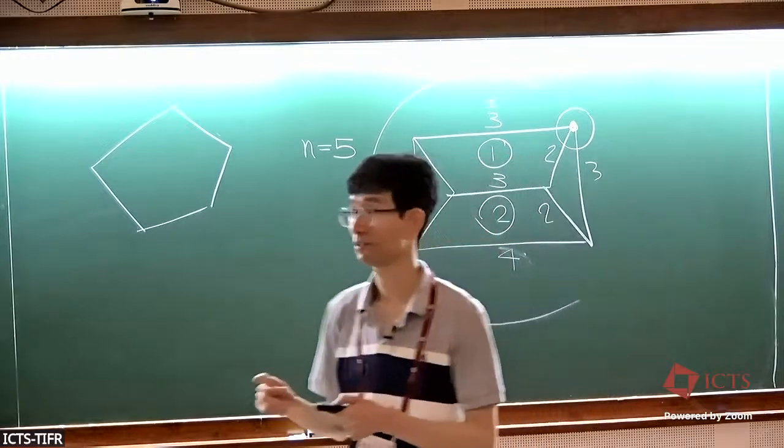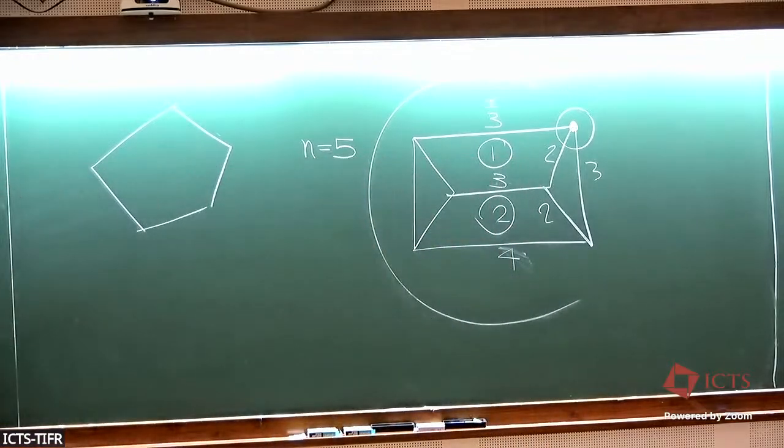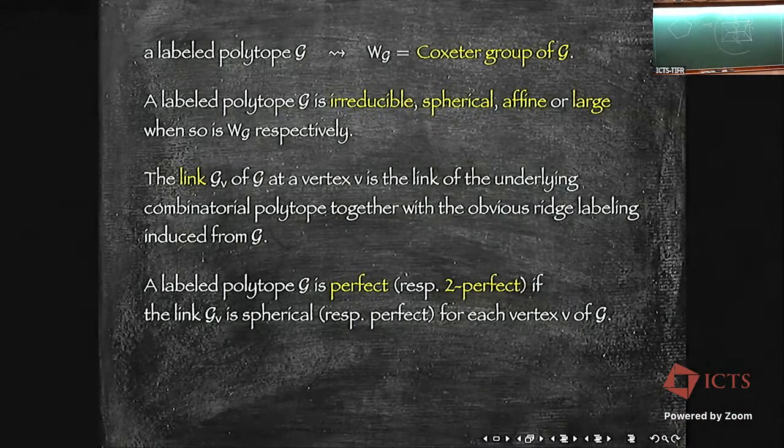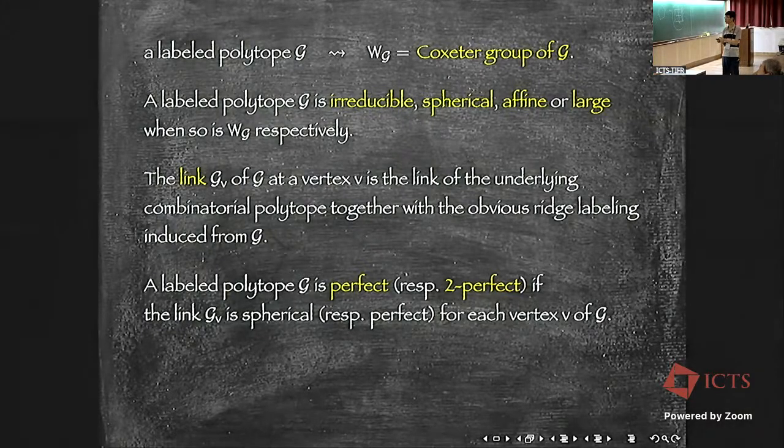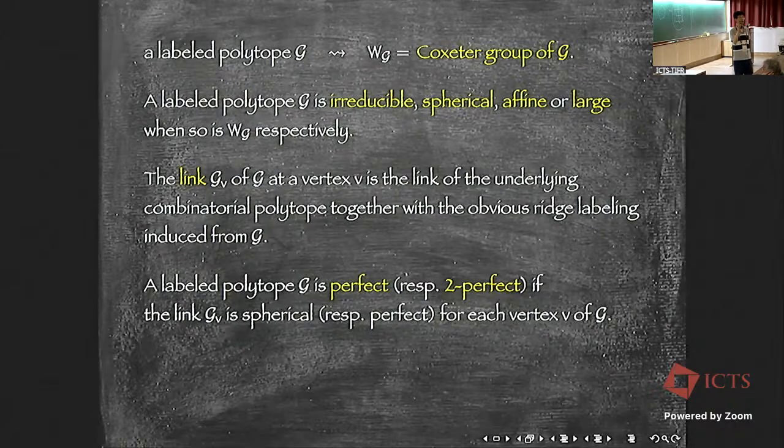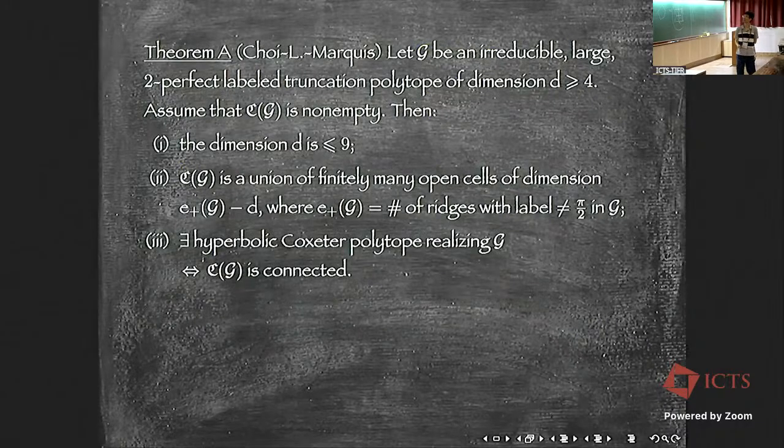Okay, so then the labeled polytope is called perfect if the links are spherical, and the labeled polytope is 2-perfect if the link is perfect. Okay? So for you it's a little complicated. And perfect means, in fact, the reflection orbifold is a closed orbifold. Okay. Then this is one of the main theorems. Okay.